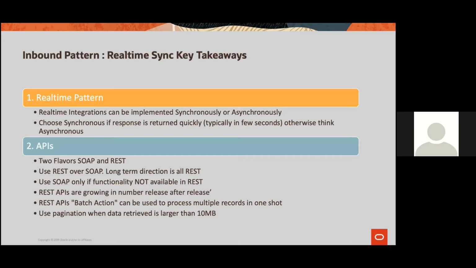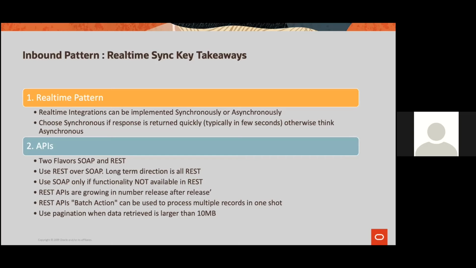REST APIs in Fusion have a framework called batch action. This can be used if you want to send multiple records in one shot. Let's say you had a shipment confirmation coming, and you had 100 shipment confirmations. One way to do it is to call the shipment confirmation API 100 times, as against batching this up in a single payload and calling the shipment confirmation API once. So that is the batch action.